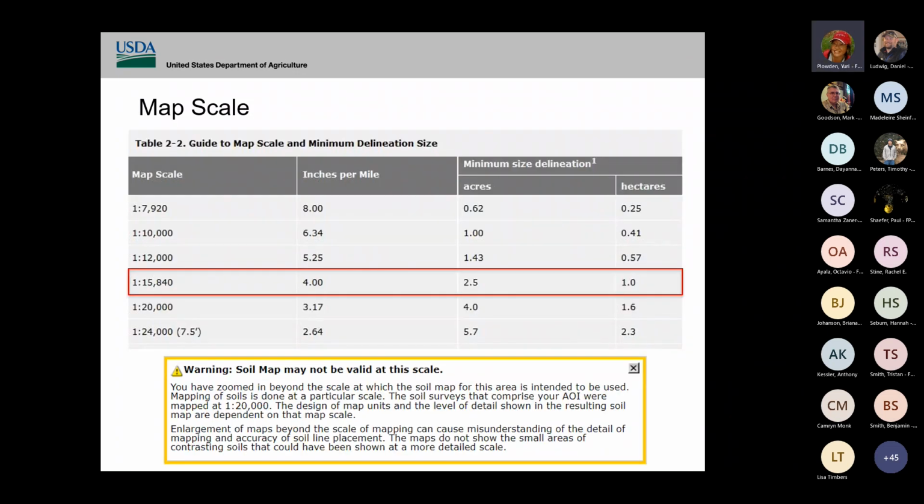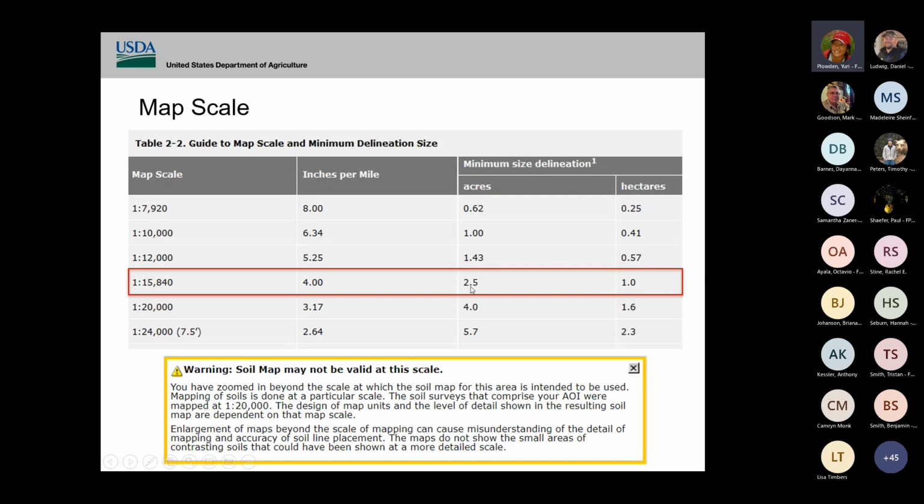And so just to pound the idea of map scale into your heads a little bit more. For example, what it means is this soil survey was mapped, when the polygons were originally drawn by the field soil scientist, at the 1 to 15,840 scale. So that means the smallest polygon was 2.5 acres. The smallest map unit delineation there was 2.5 acres.